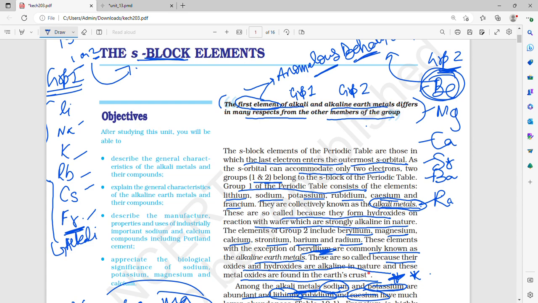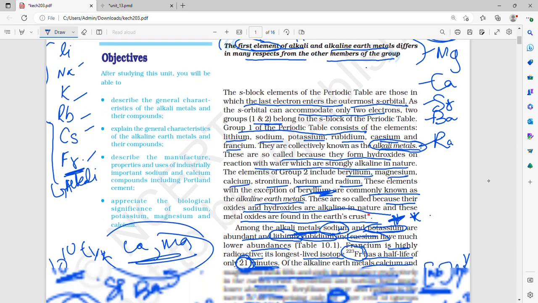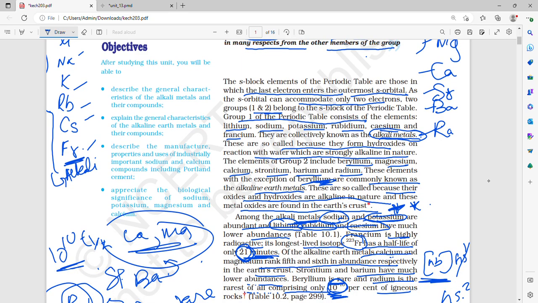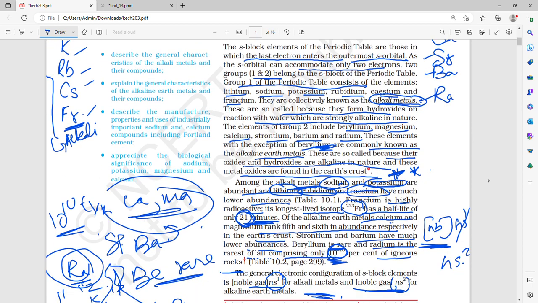anomalous behavior. Now, the S block elements in the periodic table are the elements in which the last electron enters the outermost s orbital. The s orbital can accommodate only 2 electrons. Therefore the two groups, group 1 and group 2, that are alkali metals and alkaline earth metals respectively, belong to the S block of the periodic table.